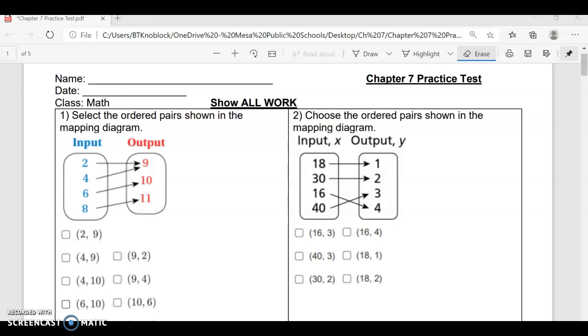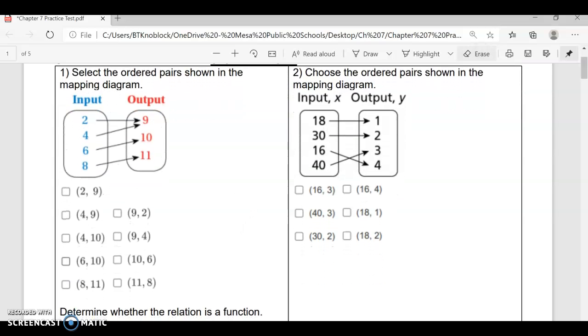Number 1. On number 1, we are going to be selecting the ordered pairs shown in the mapping diagram. So remember the input, that's my x's, and the output are my y's. So 2 goes to 9, so (2, 9). 4 also goes to 9. (6, 10). And the last one is (8, 11). Now, since each input only has one output, that is a function.